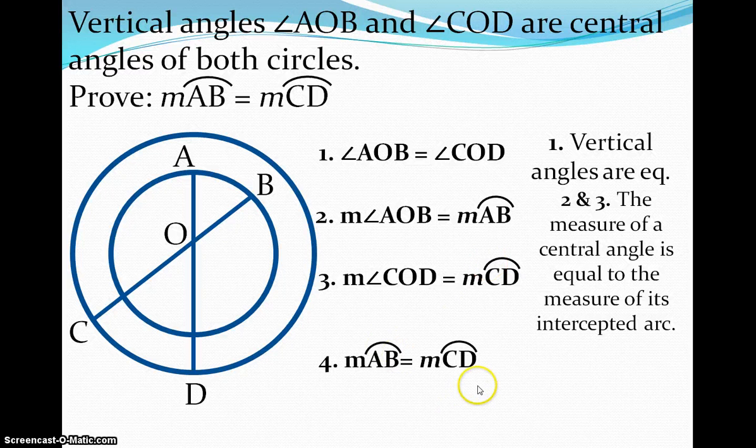And what did I do there? Well, I substituted, thus concluding my proof that the measure of AB is equal to the measure of CD. Now remember, even though they don't necessarily look equal to each other, we're dealing with degrees here, not length, and so these arcs right here have the same degree measurement.